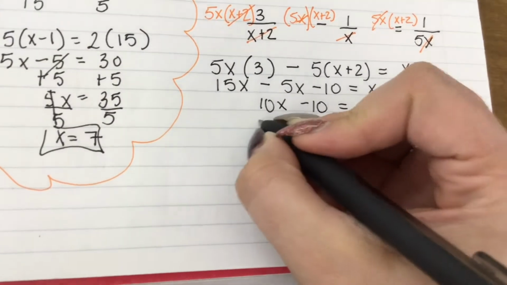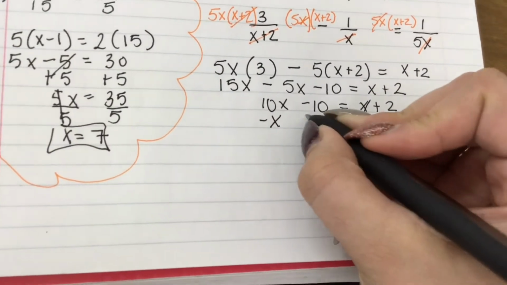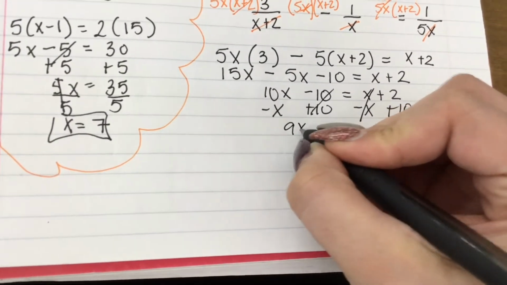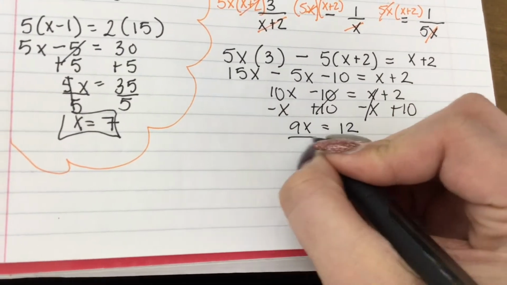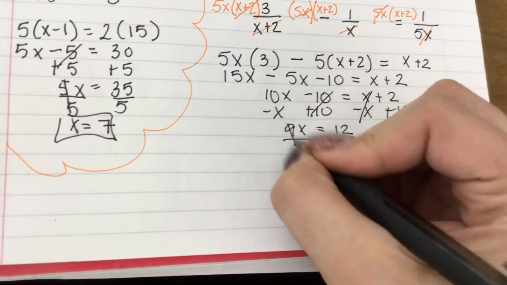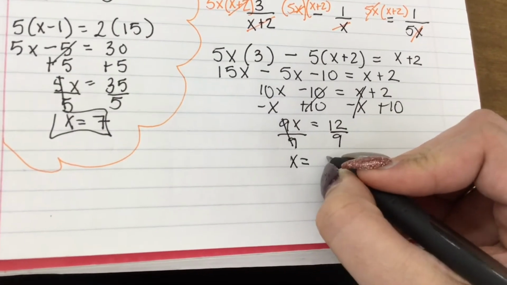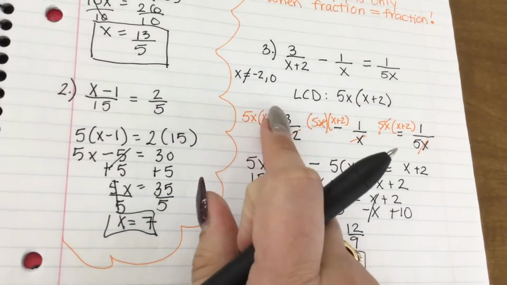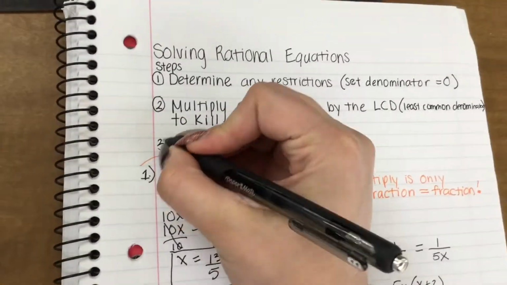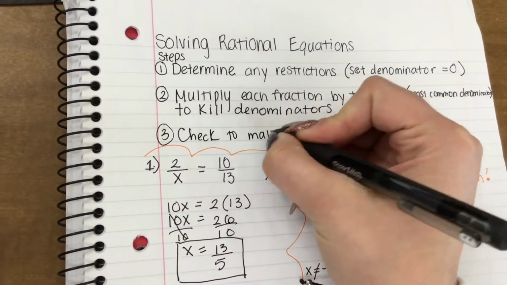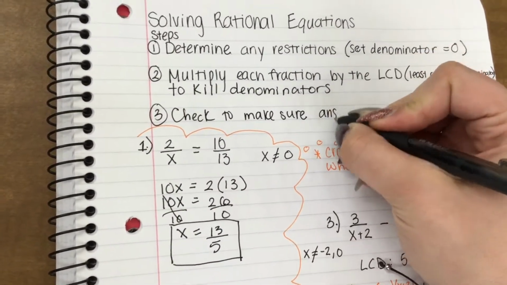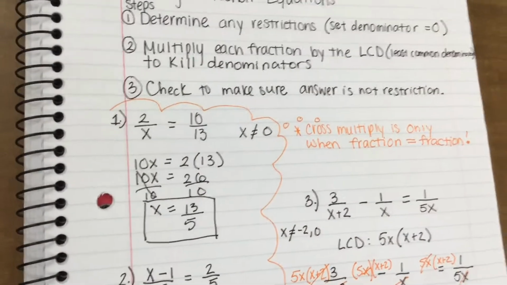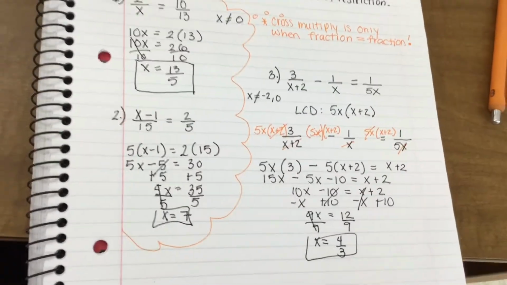So I want to get my x's together. I like to try to keep those positive if I can. Get my integers together. And then I can simplify 10x minus x is 9x. 2 plus 10 is 12. I divide by 9 on both sides. And I don't really like decimals, so I'm going to just simplify this fraction here. Divide both by 3. 12 divided by 3 is 4. 9 divided by 3 is 3. And I want to check that very last step to make sure that my answer is not a restriction. And thankfully, 4/3 was not one of my restrictions, so 4/3 is a valid answer for number 3.